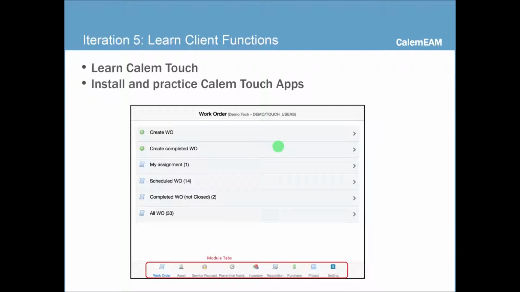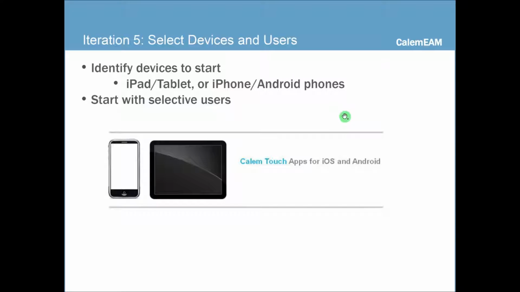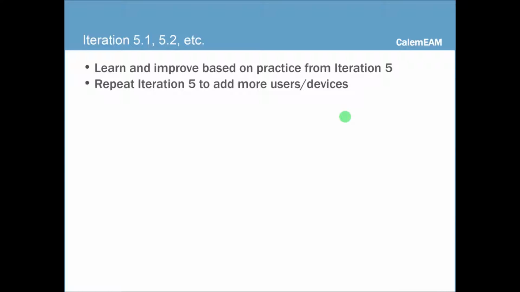And in the client function training, you should focus on Calem Touch. Start to install and practice using the touch applications with your devices. And you can identify which device you want to start with. You could start with iPad or tablet initially, or you can start with a phone initially, depending on your requirements. You can then start with selective users to use the mobile solution and gain experience. So you can then repeat this iteration to add more devices and more users to the mobile solution.